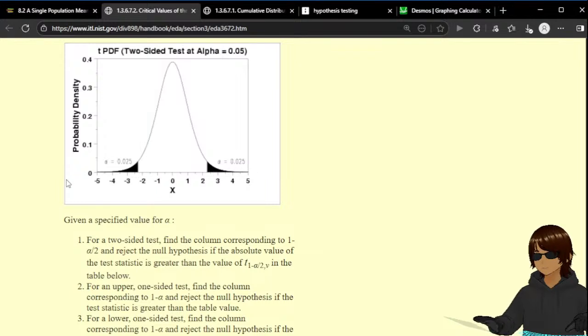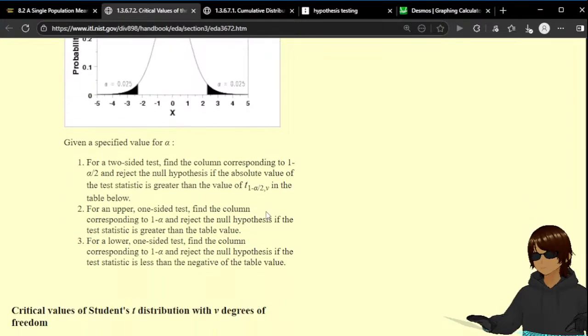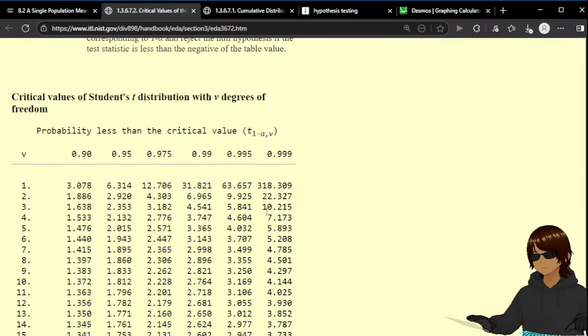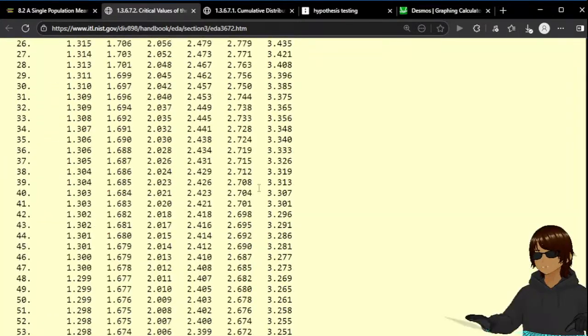So alpha is these two areas added together, right? Alpha 0.05. I think they should have written alpha over 2. And then 1 minus that gives the area before all. Okay. I need to see an example. How is the probability 318? How is it more than 1? How is the area more than 1?